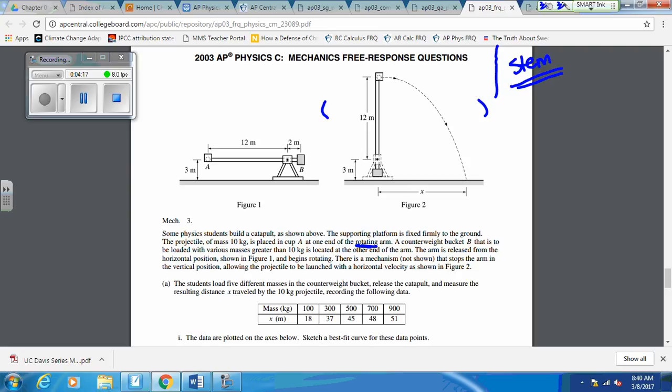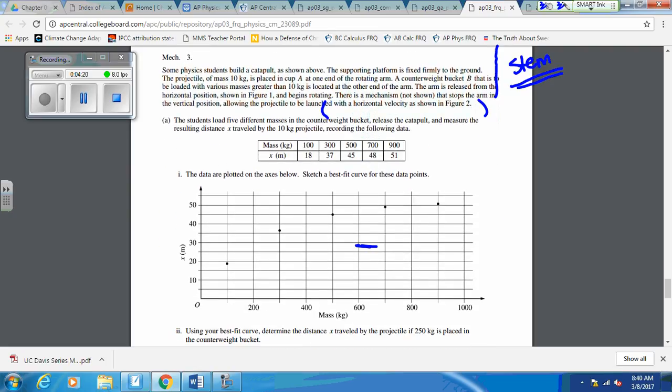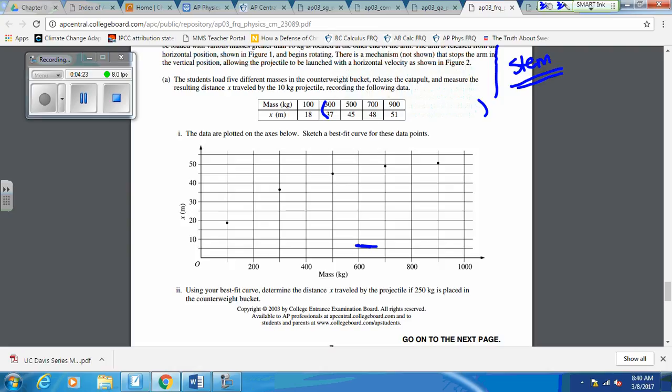Then we have a bunch of data, and our first direction is found right here. Sketch a best fit curve for these data points. Now we consider, what do I need to know in order to sketch the best fit curve? Not much. I just need to know the data. And I see the data right there, and so I'm ready to sketch the curve. At this point, I'm not going to trouble myself with any of the information up in the stem, because I've got one job, sketch that best fit curve.